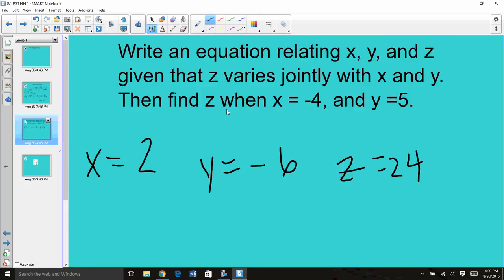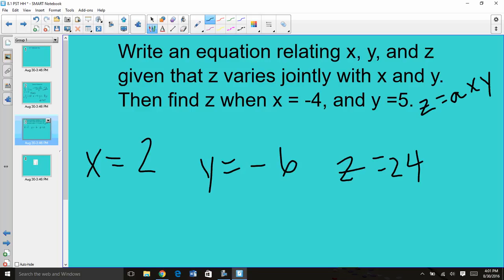Next up, we're going to write out an equation ourselves now using x, y, and z, and given that z varies jointly with x and y. So jointly, if you remember, that means that we are going to have, I'm going to try to write this small here, z equal to our constant times x, y. So that's our joint variation. So we're going to first do that part, and then we'll get to that second part there.